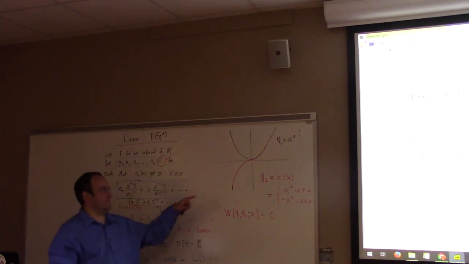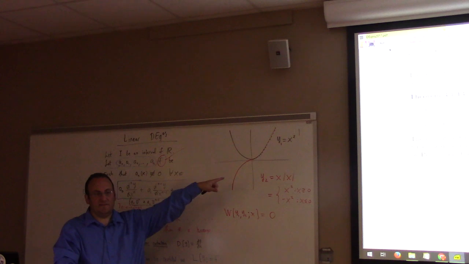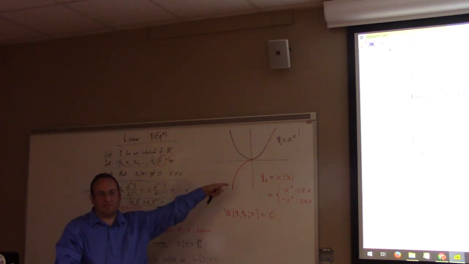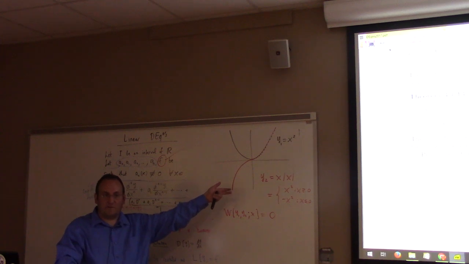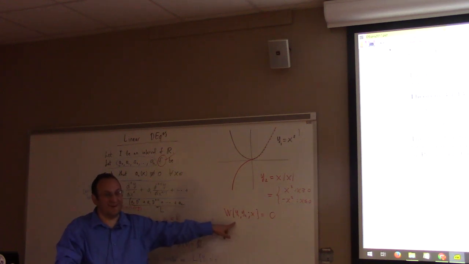Because either y1 is equal to y2 for positive x, or y1 is equal to minus y2 for negative x. But it's a different linear dependence in different parts of the domain. So if you're talking about linear independence of y1 and y2 on a domain which includes both negative and positive numbers, technically speaking, they're linearly independent. And yet, the Wronskian is 0.